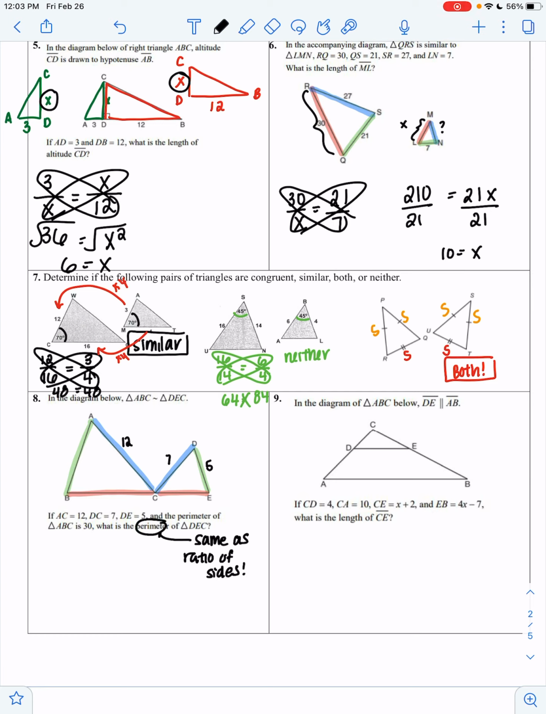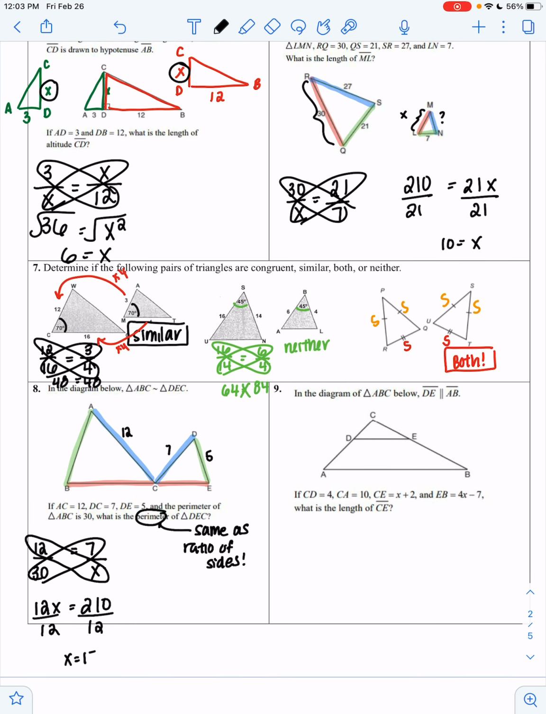Okay, so if the ratio of the sides of the bigger triangle is 12 to 7, then I can set up the ratio of my perimeters. Well, the perimeter of my bigger triangle is 30. I want the perimeter of my smaller triangle. Let's cross multiply. 12x is equal to 210. Divide by 12 on both sides. So 210 divided by 12, we get x is equal to 17.5, which is the same exact thing we got before, right? It just made it so much easier if you can memorize this rule. So let's memorize it.